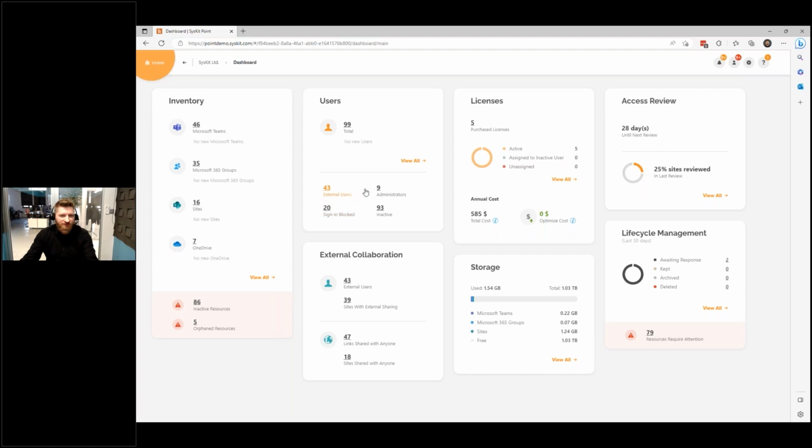Now, external users are usually one of the most sensitive groups, especially if left unchecked. Therefore, we also have this external collaboration tile that will easily allow you to investigate them and the sites that have been shared externally. While we can drill down on each of these tiles into more details, and you've probably noticed a few of the red flags that are trying to draw my attention, let's instead focus on the sites that I have in my tenant.